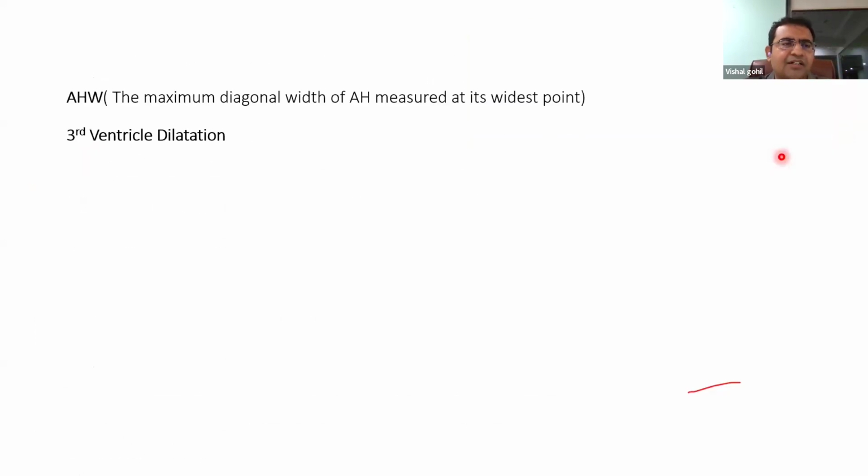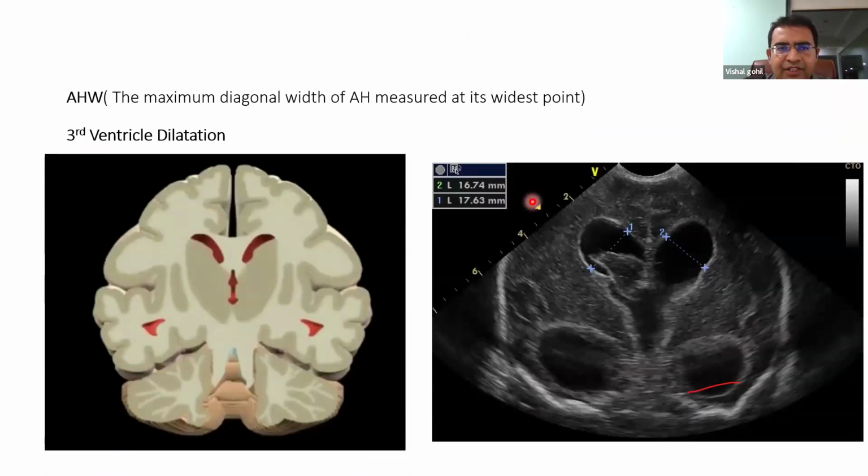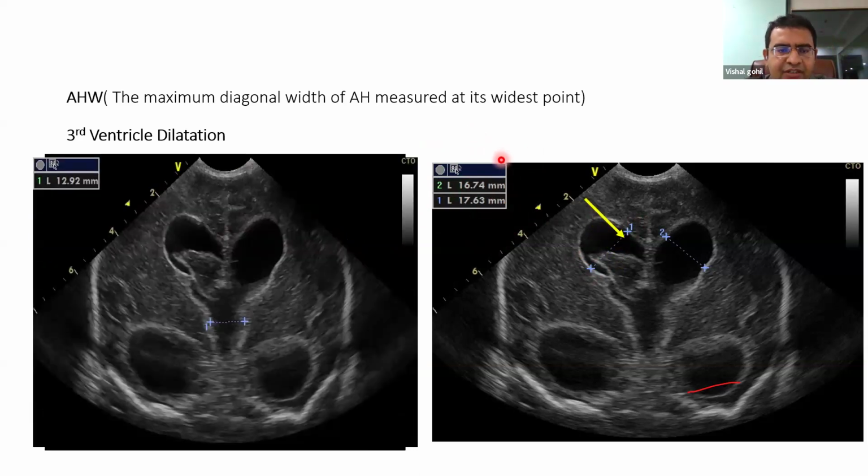Which other parameters can we measure? The anterior horn width. Again, we need to use the foramen of Monro view. You assess the maximum diagonal width of the anterior horn at its widest point, like from here to here. You can see the parameter, which is also a high number. Anything more than 6 mm means you need to intervene on an urgent basis. Next, how will you measure the third ventricular diameter? In the same foramen of Monro view, this is your third ventricle. You measure it at its widest point. Anything more than 3 mm is again a red flag sign. Here it is 12.9, so it is already high.